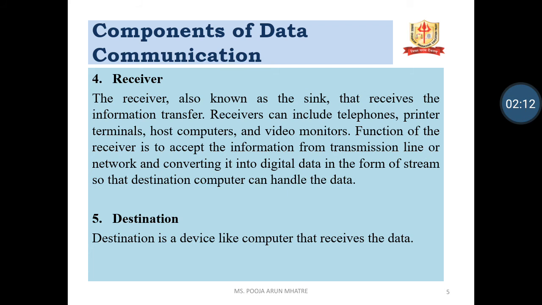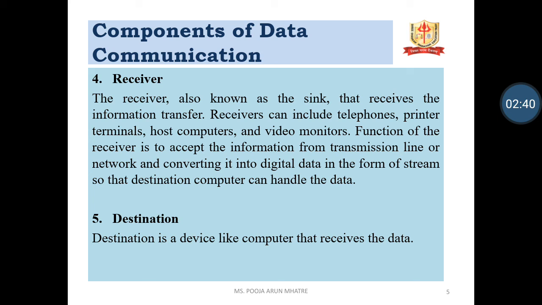Examples include cabling, microwave, fiber optic, radio waves and so on. The fourth one is the receiver. The receiver, also known as the sink, receives the information transfer. Receivers can include telephones, printers, terminals, host computers and video monitors. The function of the receiver is to accept the information from the transmission line or network and convert it into digital data in the form of a stream so that the destination computer can handle the data.